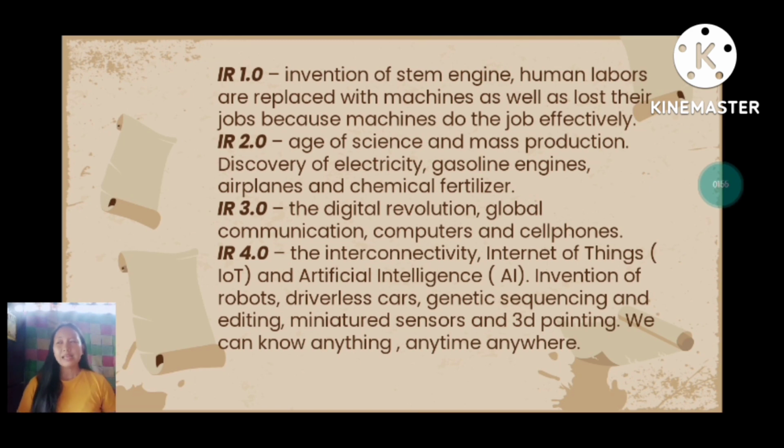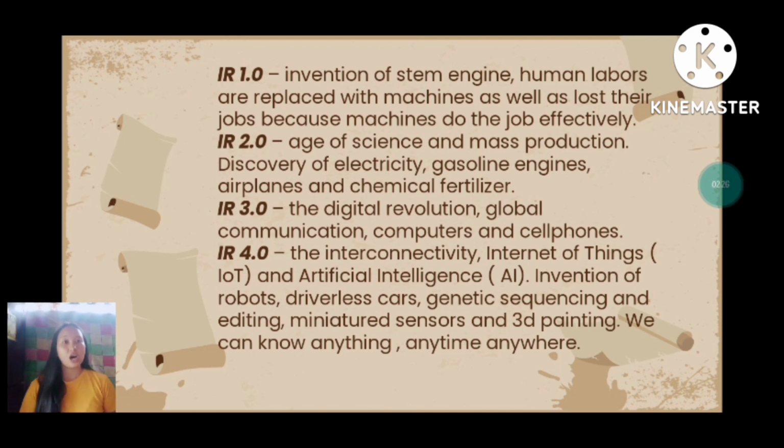So in this time, the human laborers are being replaced with machine because machine do the job effectively, faster and properly than the human laborers, because sometimes it takes a lot of human laborers compared to machines to do the work faster and more efficient. Next, let's proceed to IR 2.0.